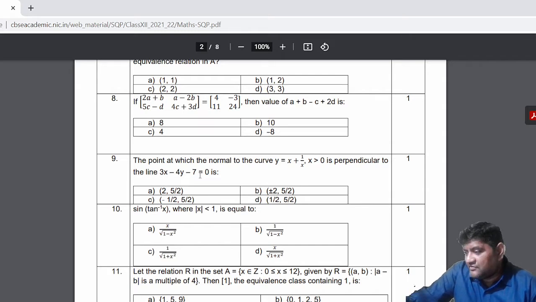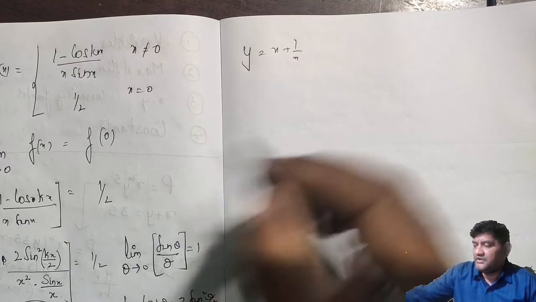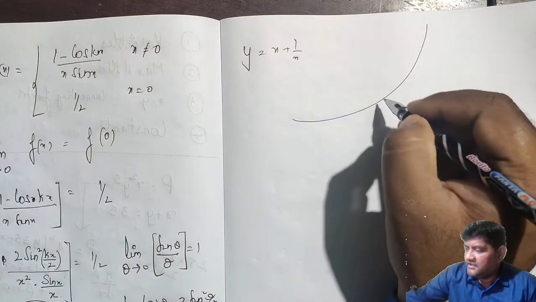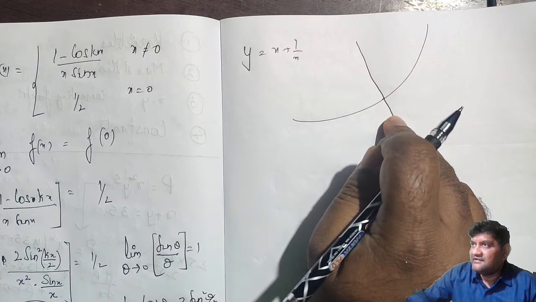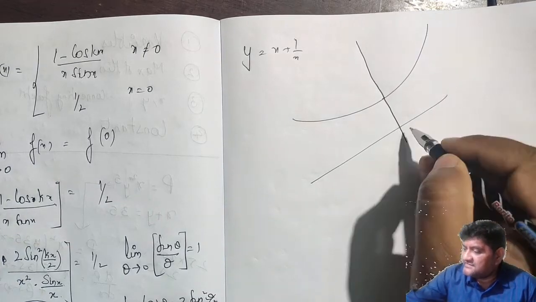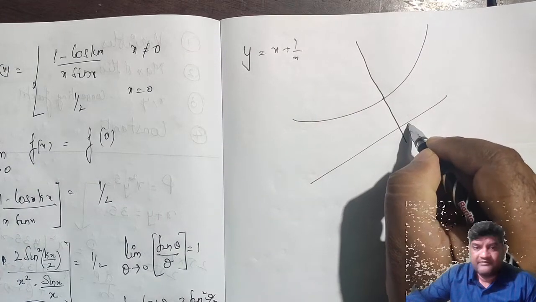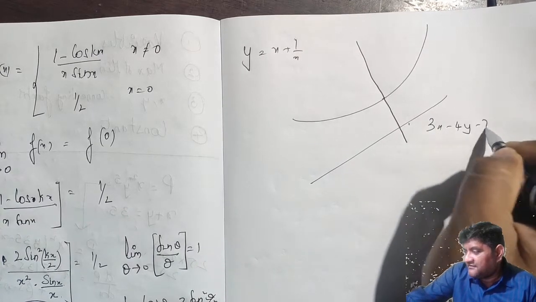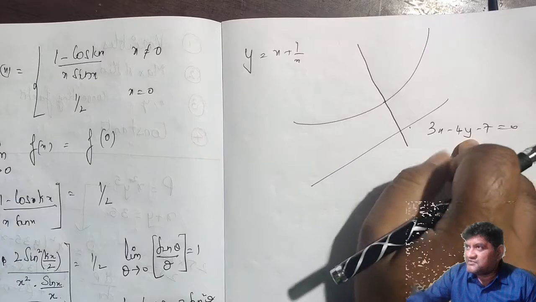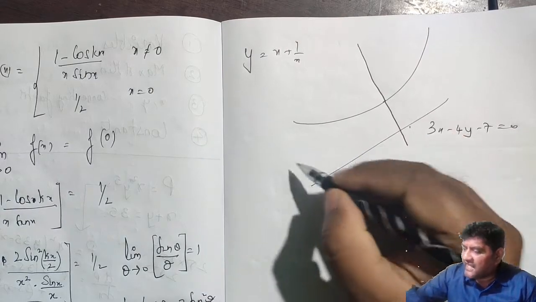So I have y is equal to x plus 1 over x, and this is the curve. Let's say some point here. This is the normal. The normal is perpendicular to the line, which means this is what? 3x minus 4y minus 7 equal to 0. If this is the situation, then this is parallel to the tangent.